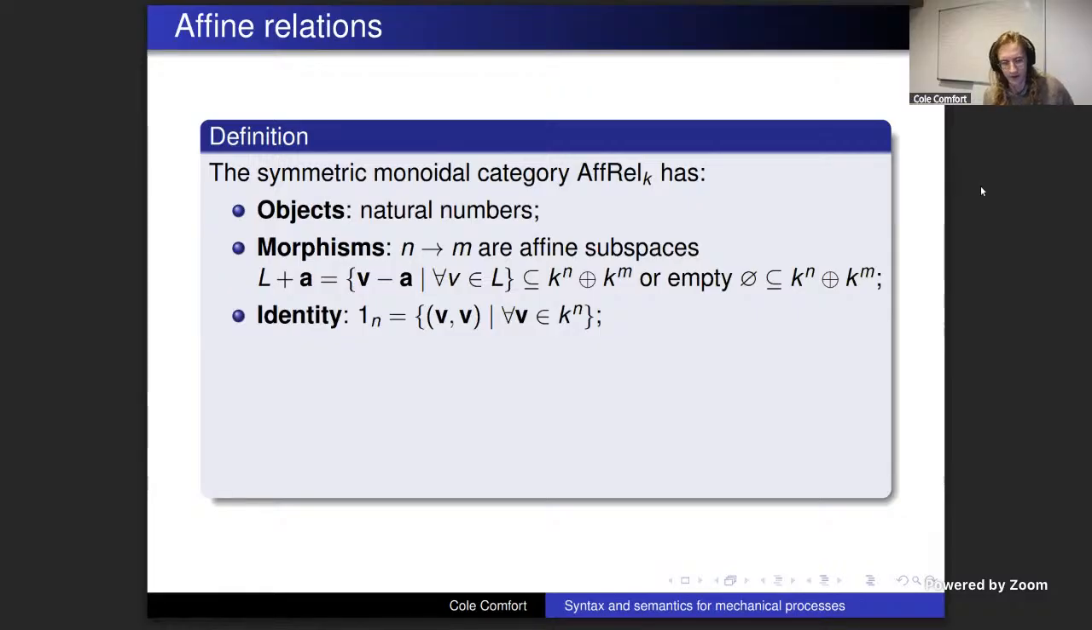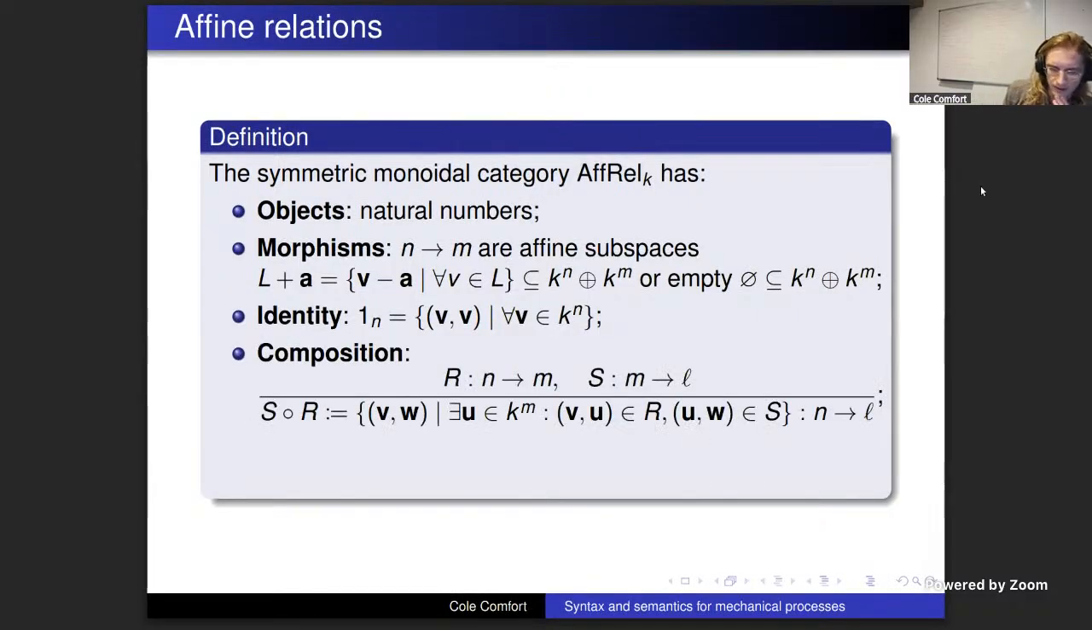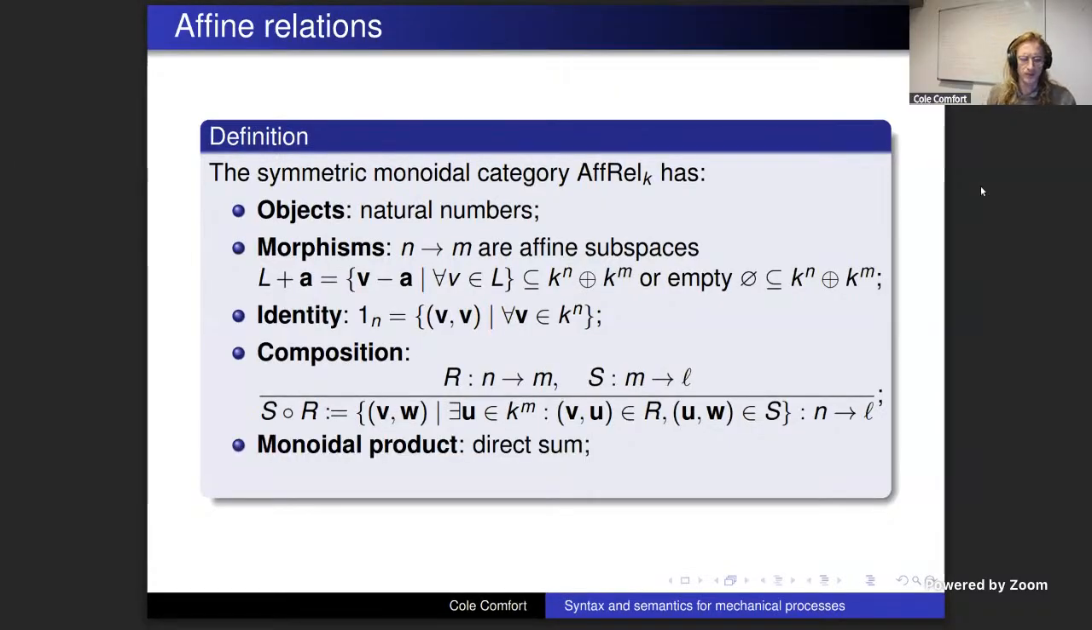And the identity is just a diagonal subspace. And then the way that these things compose is relationally. So if you have an affine relation R from N to M and one S from M to L, then these are subspaces of K to the N plus K to the M and K to the M plus K to the L. So you just look at the elements in K to the M, and you form the relational composite as all of the vectors in K to the N plus K to the L, such that they have a common intersection in the middle, U. And again, the monoidal product is given by the direct sum, and the unit is given by 0.